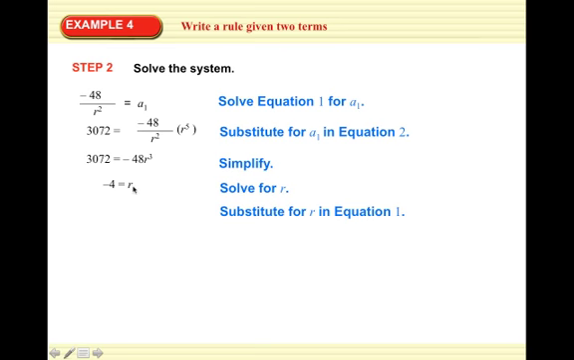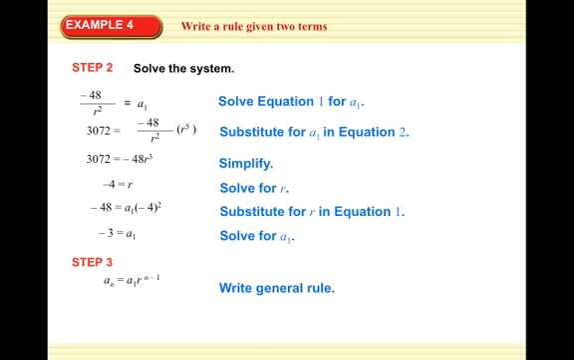Now we can take r, and you can either substitute it in right here or in the first equation, just in general, and solve for a1. So negative 48 equals a1 times negative 4 squared. Negative 4 squared, remember, is negative 4 times negative 4, which is 16. If we do negative 48 divided by 16, we get negative 3. So a1 is equal to negative 3.